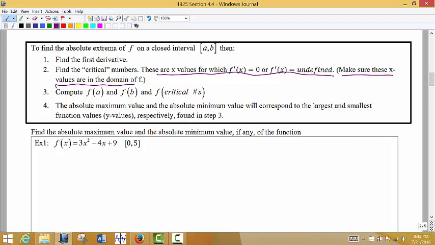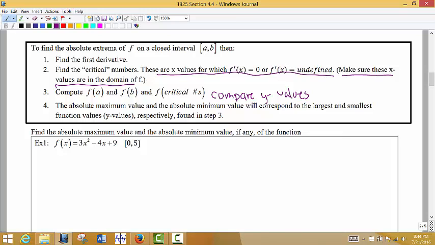Once we gather all these x values together, we want to plug them back into the function, and we're going to compare the y values of each of them. And whichever has the highest y value or the lowest y value, that's going to represent our absolute max and absolute min on that interval.